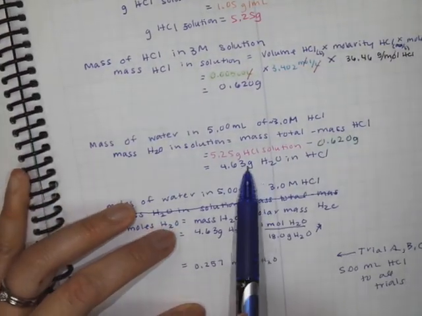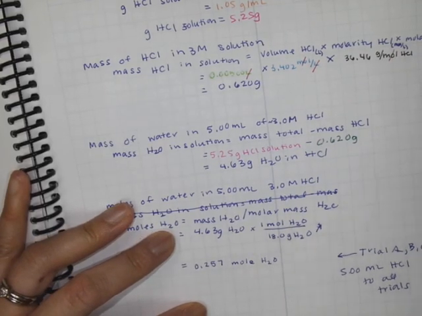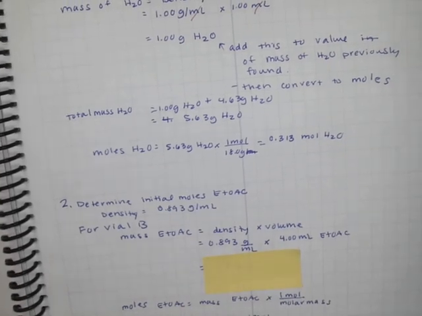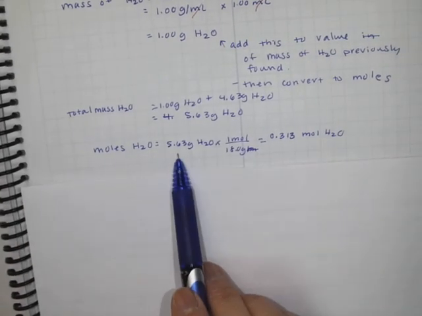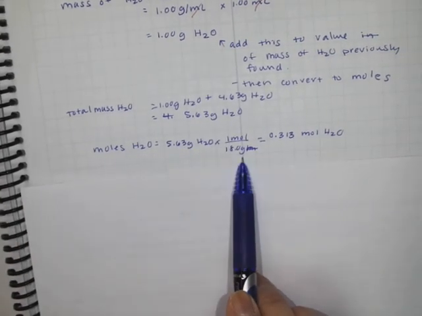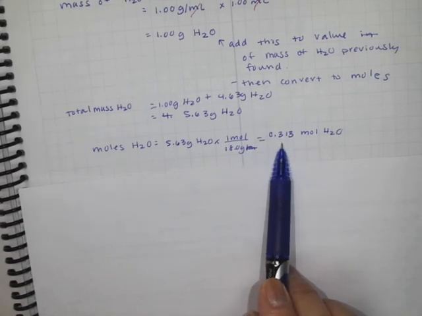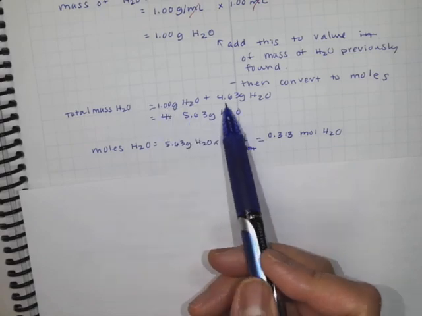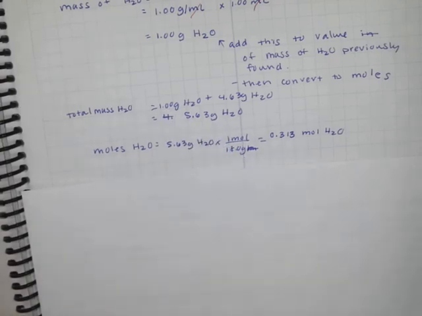So that's this mass right here of water. You're going to add the 1 gram to that and then convert it to moles of water. 5.63 grams divided by the 18 equals 0.313 moles of water. So for trial C, you would add 2 grams to that and then convert that to moles.